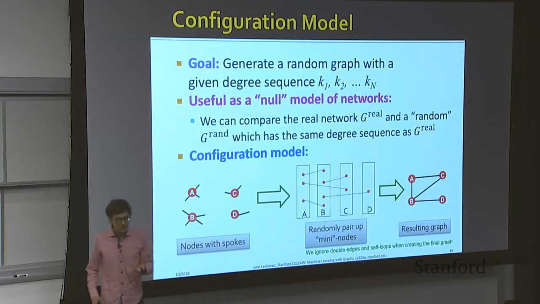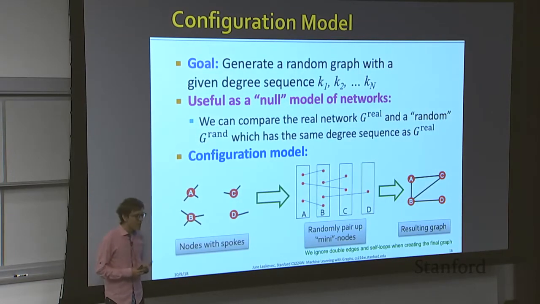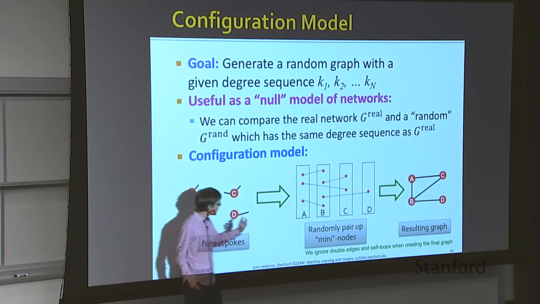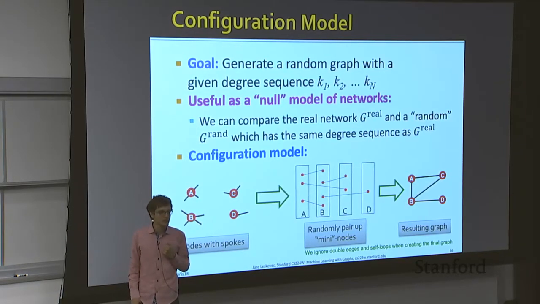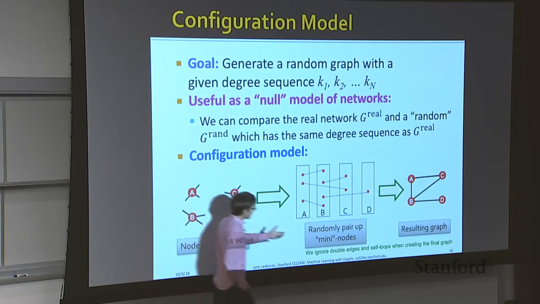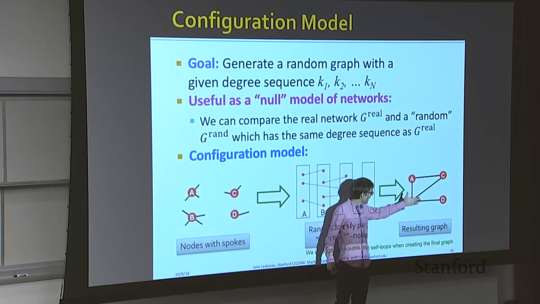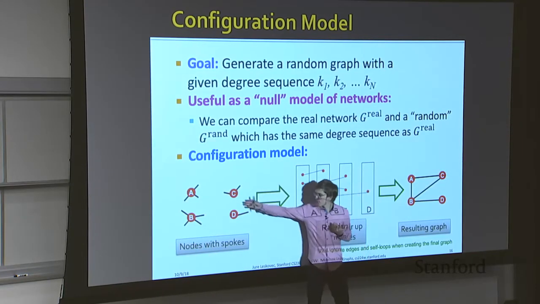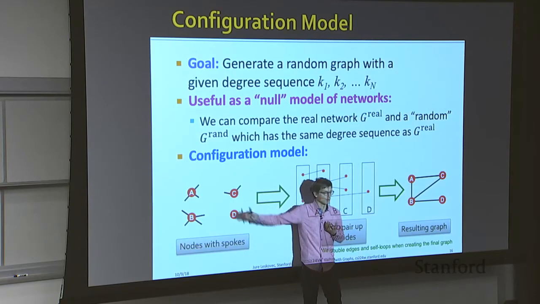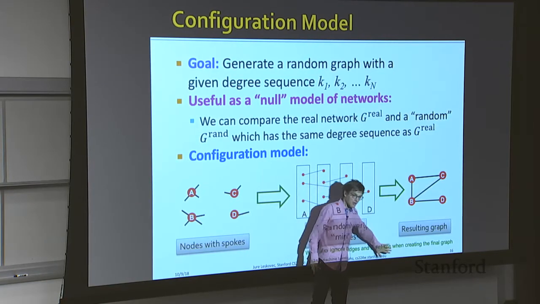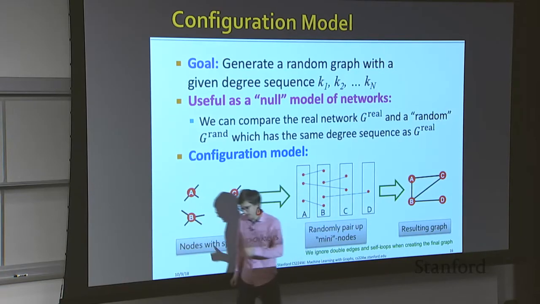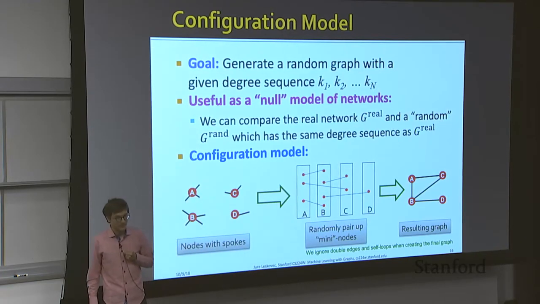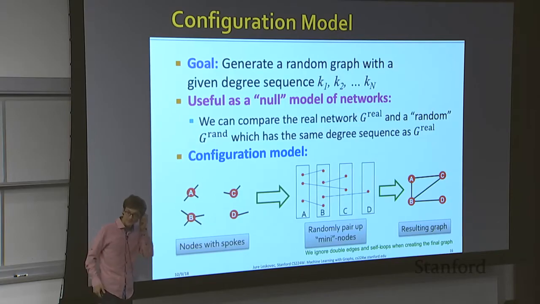But this is what people call a configuration model, and essentially the goal here is to generate a random graph with a given degree sequence. And this will generate you approximately a random graph with approximately this degree sequence that you wanted, right? And sometimes the problem here is that double edges and self loops are kind of ignored when we are creating the graph.